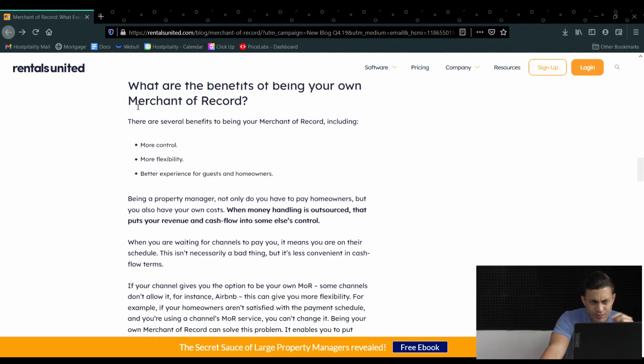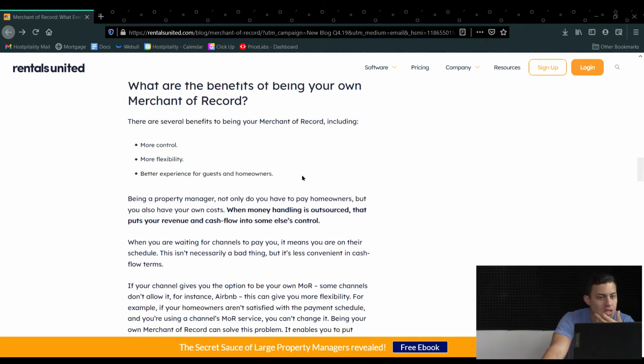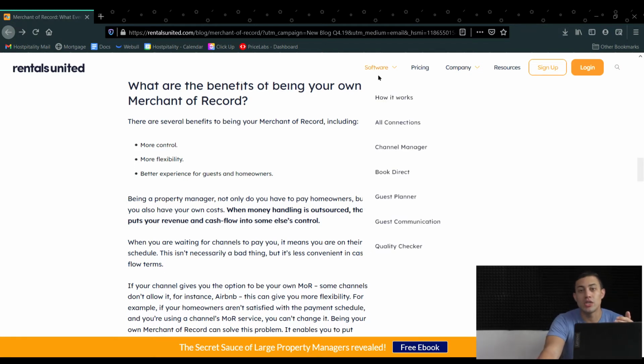Here they get into the benefits of being your own merchant of record. There are some benefits, and particularly, I would say you can reap most of the benefits of being your merchant of record if you are going to accept direct bookings. So if you're going to go the more strenuous route, which is establishing a brand, setting up marketing for it, and everything that goes into setting up a direct booking site.